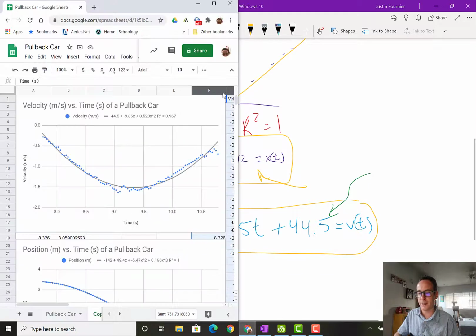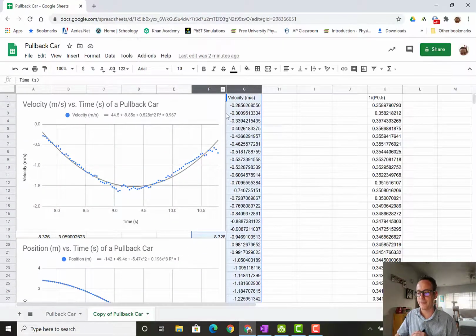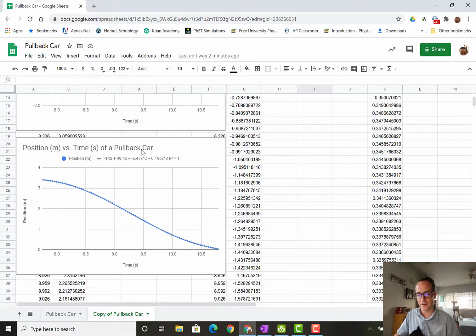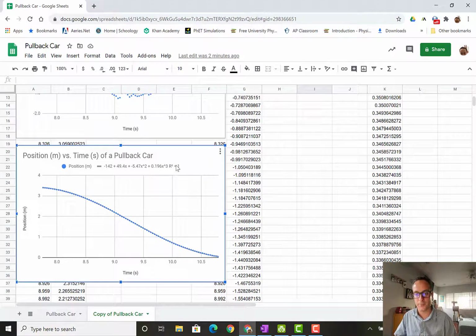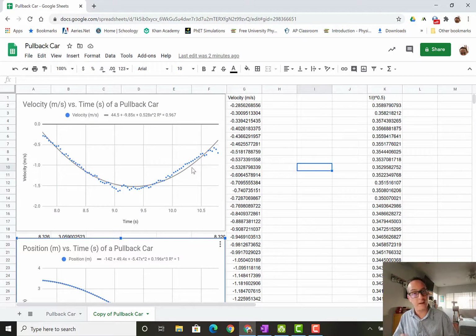Let's go back to what I expect from you. So here's what I expect from everybody. Everybody should have a position graph that's got a detailed title to it, and well-labeled axes with units. And you should have an equation and an R-squared value. For your velocity versus time graph, same exact thing. It should have a detailed title, labeled vertical and horizontal axes with units, equation, and R-squared value.